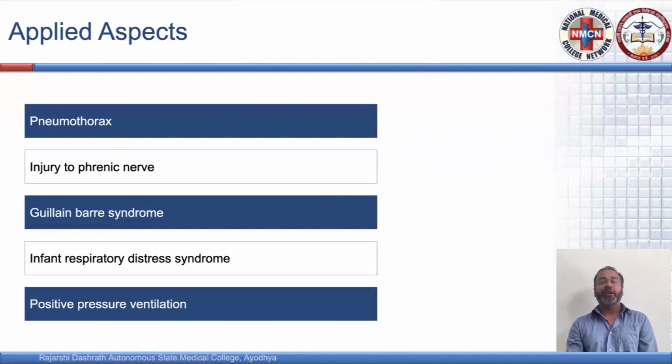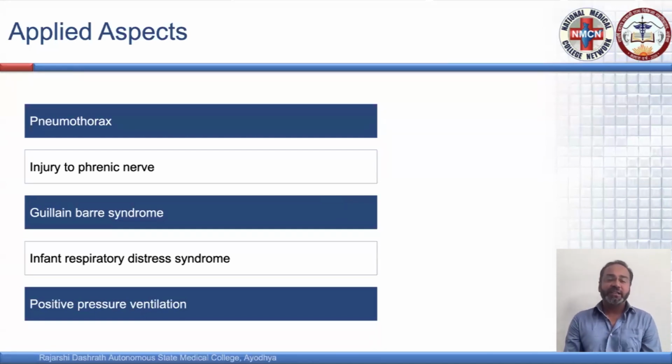Secondly, there can be injury to the phrenic nerve. If there is damage to C3, C4, C5, or damage to the phrenic nerve during surgery or by any cancer which is compressing the phrenic nerve, this will lead to paralysis of the diaphragm. The diaphragm will not be able to contract, and since the diaphragm is the major respiratory muscle, there will be difficulty in breathing during exercise or stress. But normal silent breathing will be present because of the external intercostal muscles.